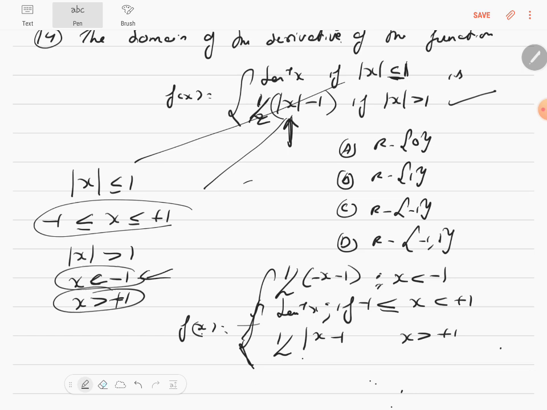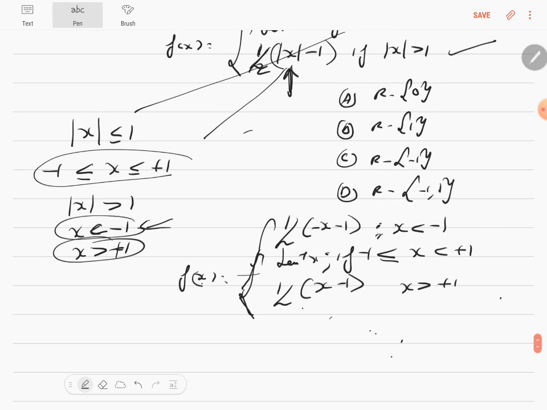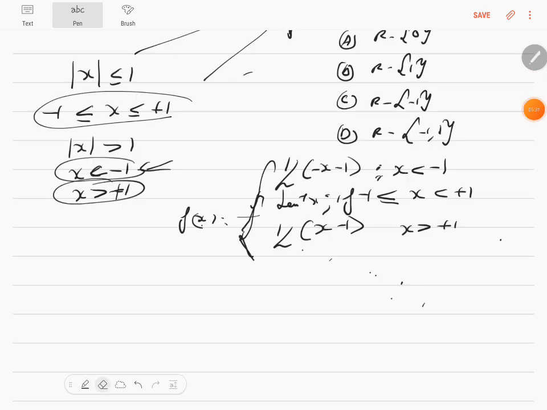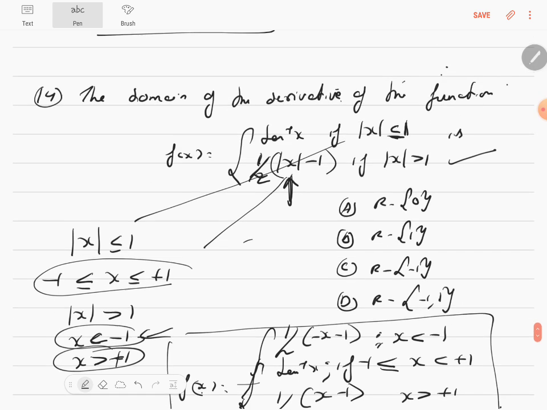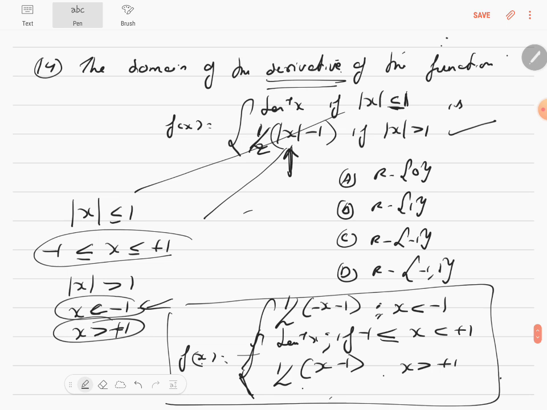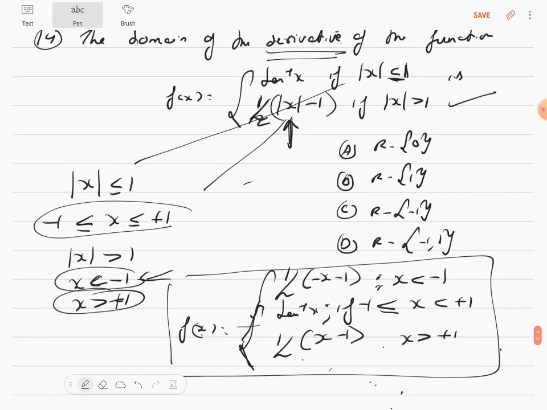Half of the mod function goes away because you know that it's positive and negative has been defined, so it's x minus 1. So this is how we redefine the entire function. Now that we have redefined the function like this, the question is the domain of the derivative of the function. When they say derivative, it means the first order derivative, so it has to be differentiable.